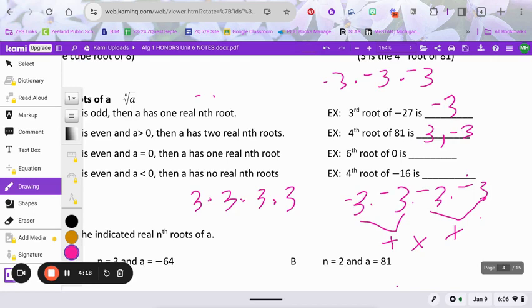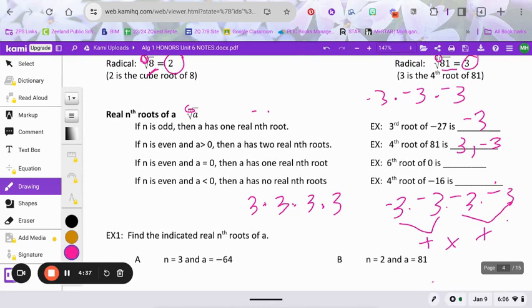So you just need to pay attention to those even ends. And there is a way we'll look at in the next problem that shows you when to give the positive version and when to give the negative version.